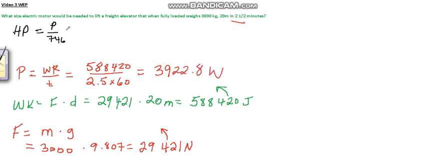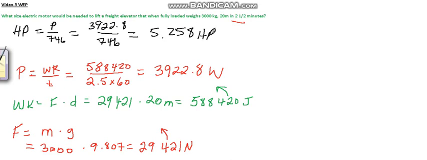watts. And we know that my horsepower is going to be equal to my wattage divided by 746. So 3,922.8 divided by 746 is 5.258 horsepower. So that would be your answer.